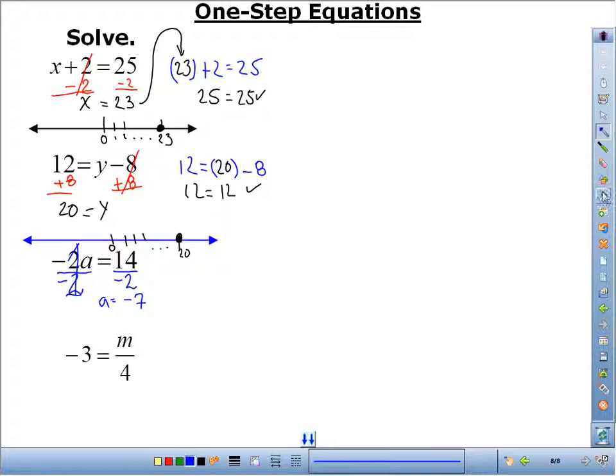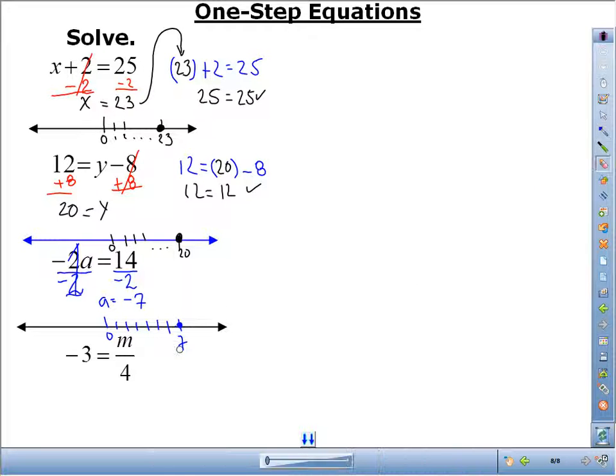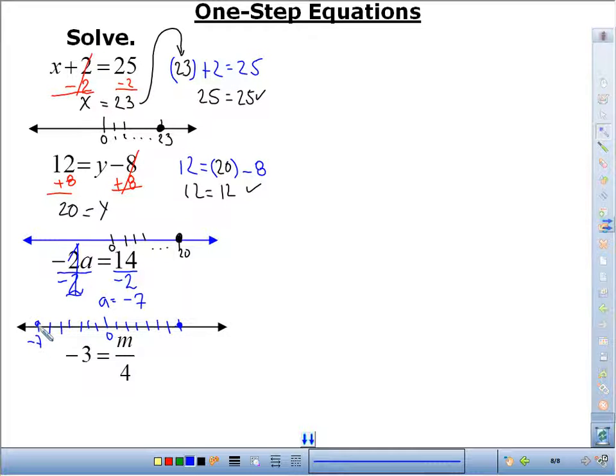We plot our answer on the number line. Zero, 1, 2, 3, 4, 5, 6, 7, and you plot your point. Oh, my bad. I was doing it to see if you were paying attention. 1, 2, 3, 4, 5, 6, 7. Negative 7. And plot your point.